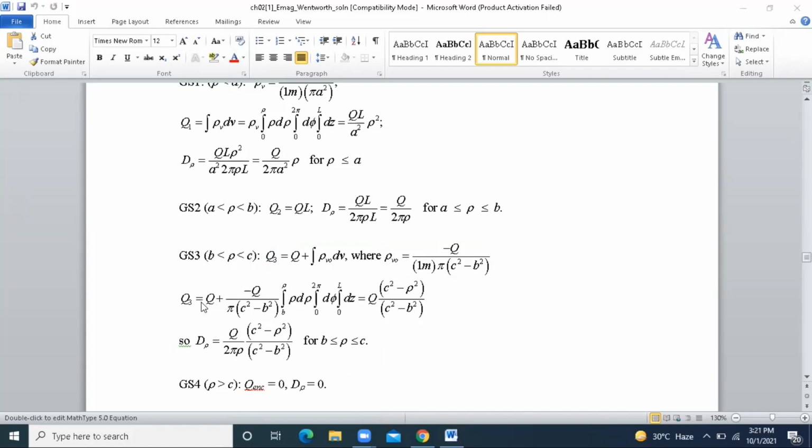But GS4, this is the story. You have current going, positive going in the inner conductor, and negative going in the outer conductor. So the net charge is 0. So Q enclosed is 0, so you don't even have to work that out.